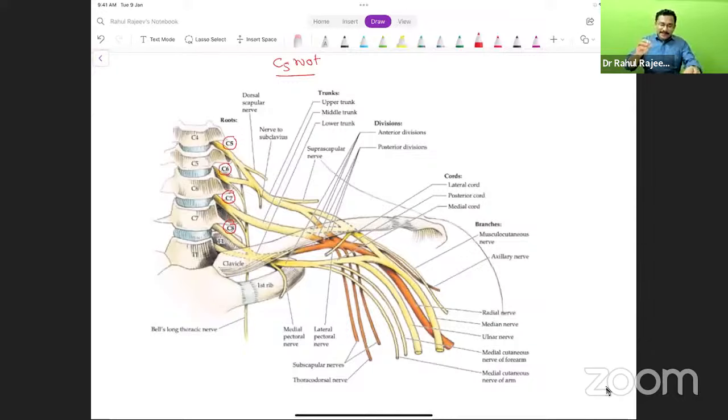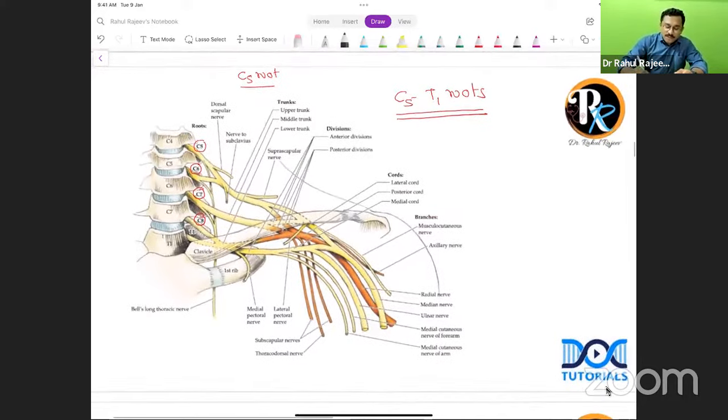So the C5 root, C5, C6, C7, C8, these will form what? Plexus, right? You will have a plexus because the C5 to T1 roots or the ventral rami of C5 to T1 will form the beautiful brachial plexus. And brachial plexus will give rise to peripheral nerves, a lot of peripheral nerves, radial nerve, ulnar nerve, median nerve, so many nerves. Okay, right? So that is what happens.